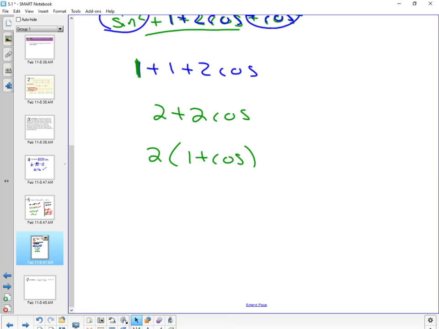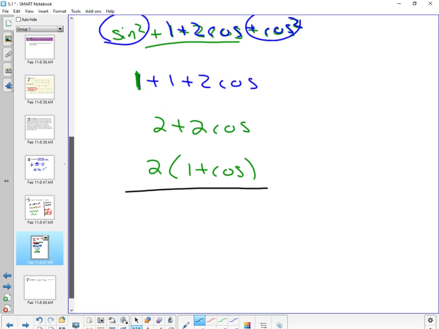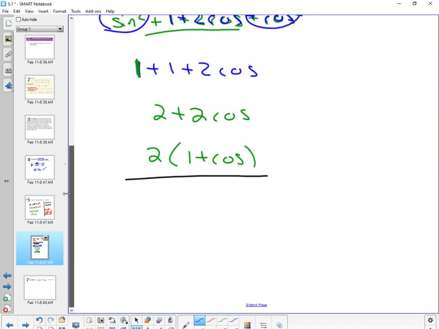At this point, I rewrote it because I haven't written the denominator for a while. So the denominator is sine times 1 plus cosine, correct? Those cancel out. Technically they make 1, but they cancel out. This is gone. So I've got 2 over sine, which is the same thing as 2 cosecant. I'm going to go ahead and use the rule for everybody.